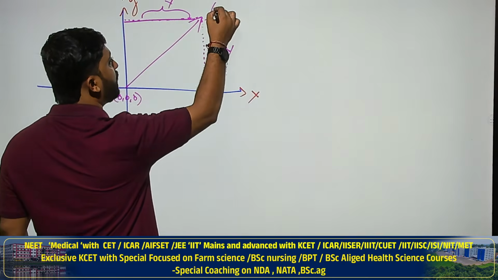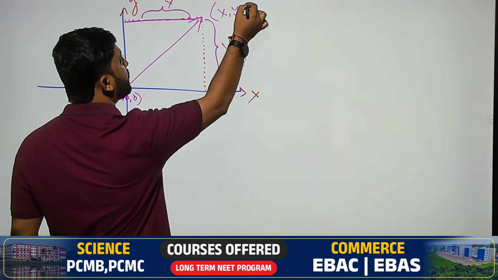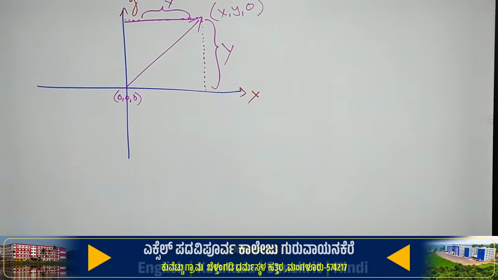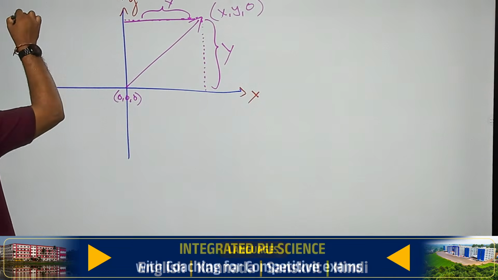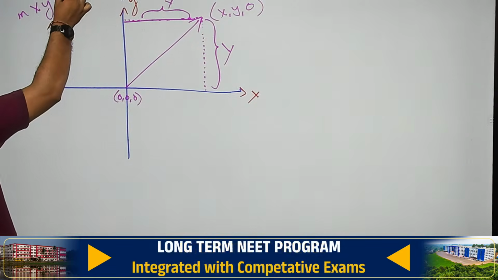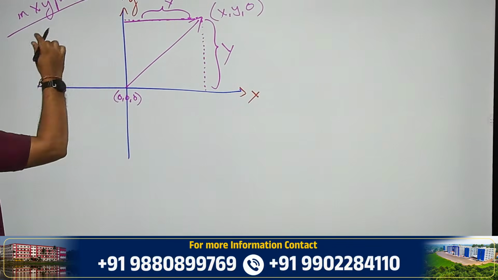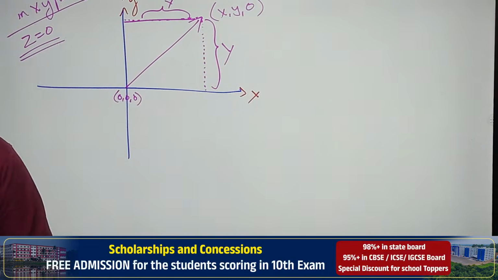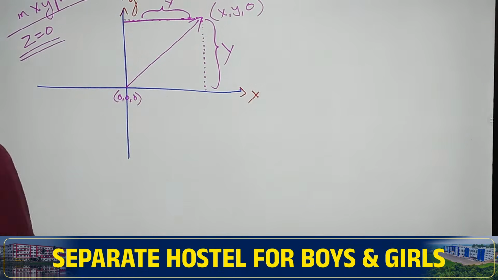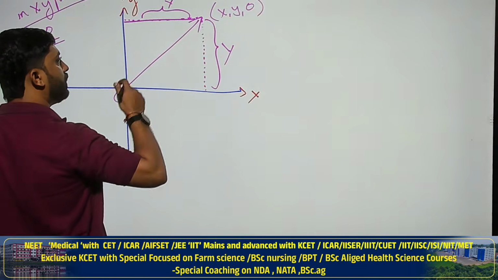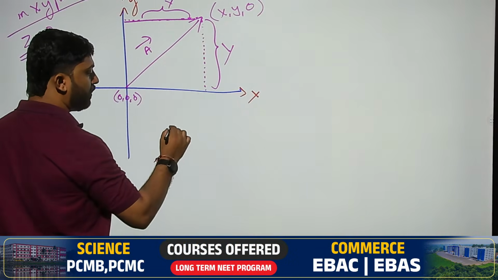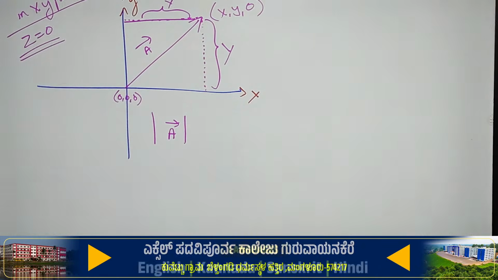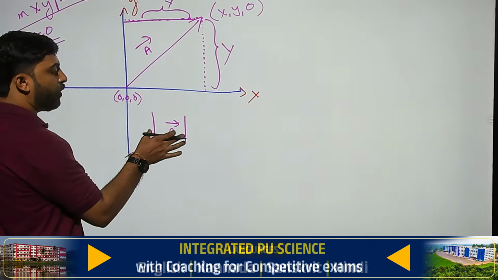Then what will be the coordinates? X comma y comma and z will be 0, right? Z will be 0. Why? Because this is in a plane, in xy plane. The vector is in xy plane. In xy plane, the z coordinate is 0. Remember, in xy plane, z coordinate will be 0. Then what will be the length of this vector, or magnitude? Magnitude can be represented in this way, modulus of a vector.